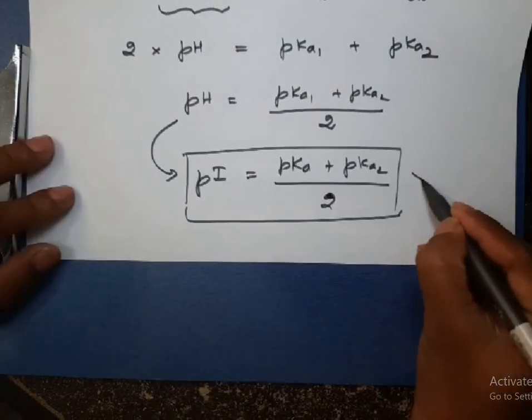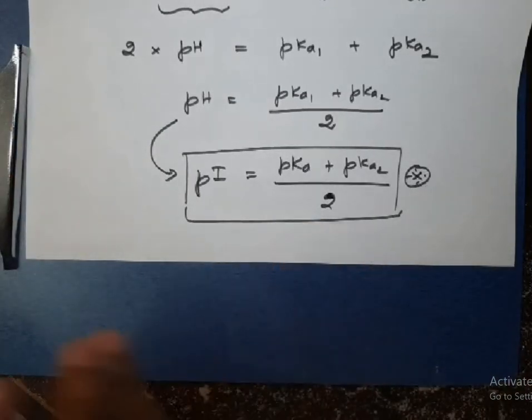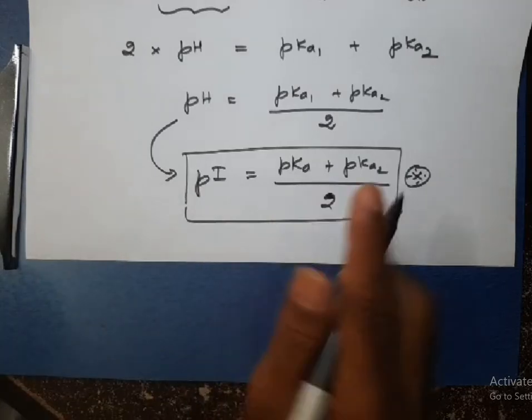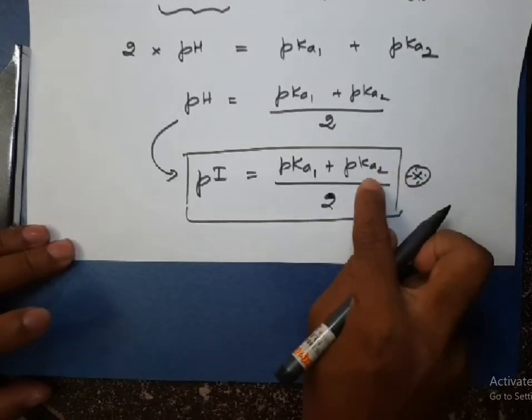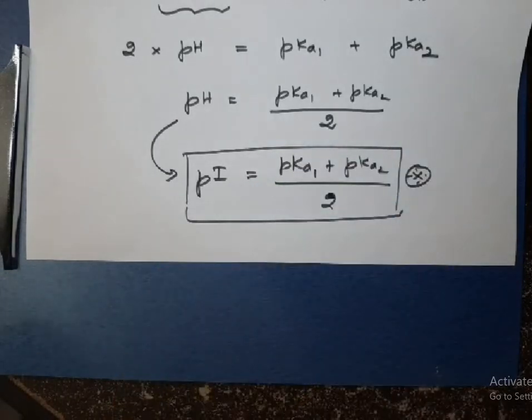This formula is very useful for your competitive examination. For a neutral amino acid, students, observe carefully, you take the value of pKa1 and pKa2, add the two values, divide the value by 2, that's all. You will get the isoelectric point. Okay, what is the isoelectric point, student?